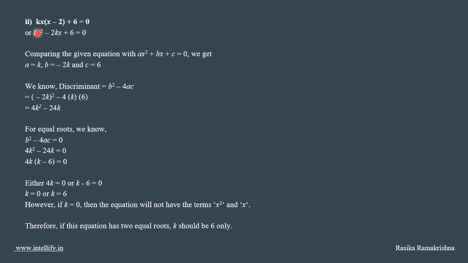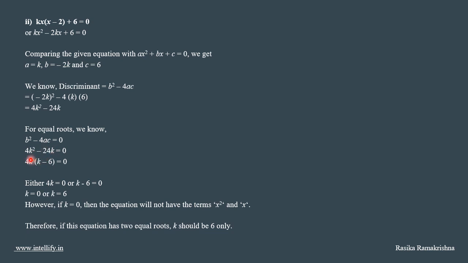Alright, so in subdivision 2, we have kx times x minus 2 plus 6 equal to 0. This you can also write as kx square minus 2kx plus 6 equal to 0. Comparing this equation with ax square plus bx plus c equal to 0, we have a equal to k, b equal to minus 2k and c equal to 6. We know the discriminant is given by b square minus 4ac, and we need to find the values of k for which the discriminant will be equal to 0, because only then does this quadratic equation have two equal roots.